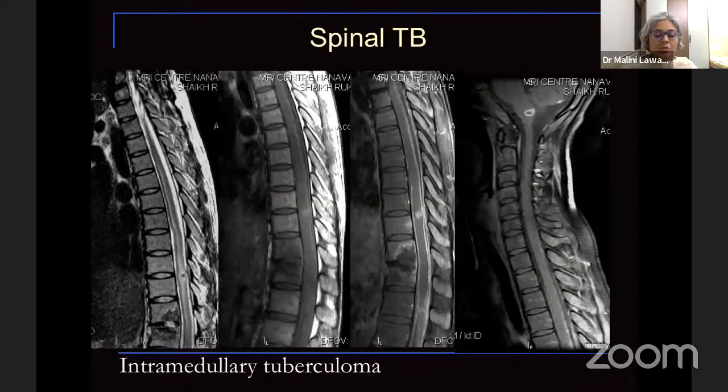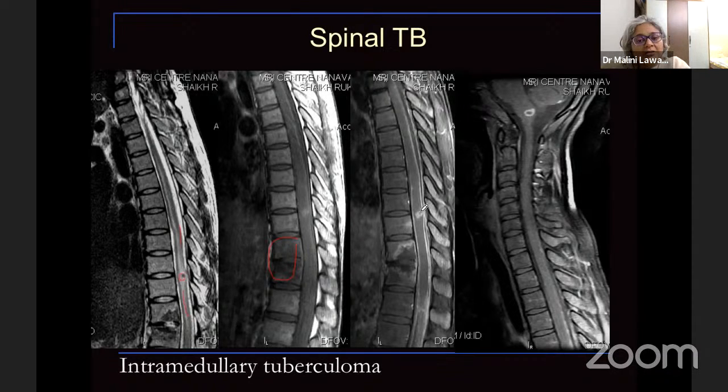This is another patient who had spondylodiscitis at this level. You can see these two vertebrae are involved. And this patient had a focal lesion in the cord, within the cord. With all of this is the cord edema around it. So disproportionate cord edema, small lesion.